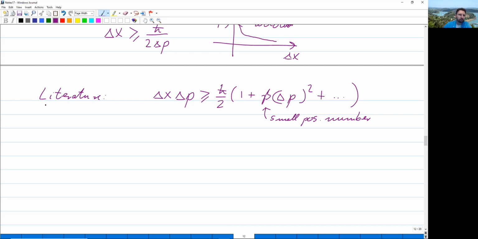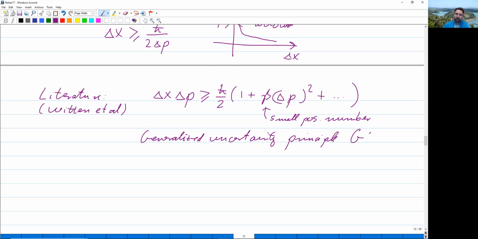You may remember this from an exercise that we did. For example, Witten and others published on that. They were suggesting that this may also be motivated from string theory and other quantum gravity considerations. This is also called the generalized uncertainty principle, abbreviated GUP.